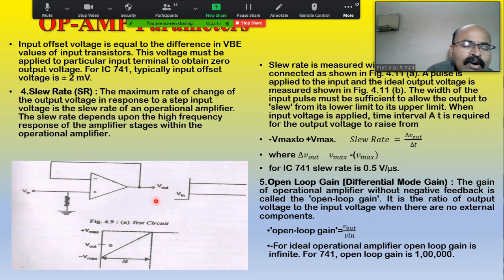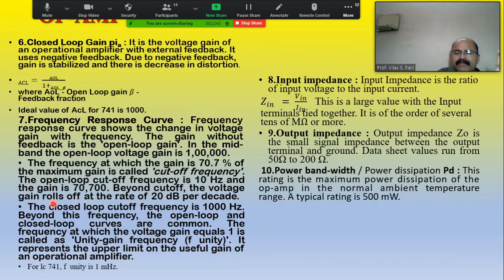That is the open loop gain, that is V out divided by V in. For an ideal amplifier the open loop gain is very, very high. In an ideal operational amplifier it is infinite, and in the 741 the open loop gain is about 10,000. It will be about 10,000, friends.